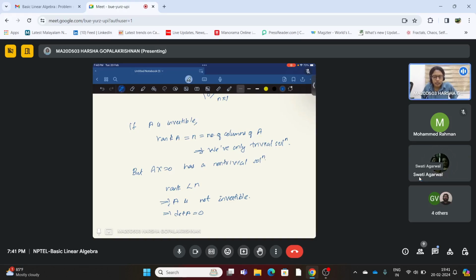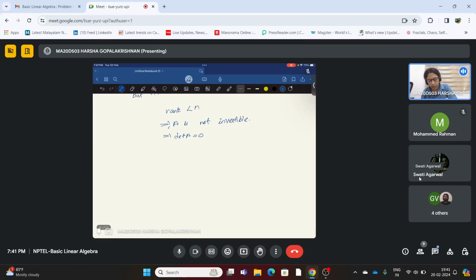See, suppose A is full rank, that means rank A equal to n, then A is invertible. So if A is invertible, what can we say? From here, rank A equal to n, and the determinant is not 0.